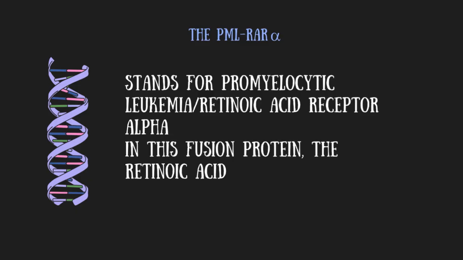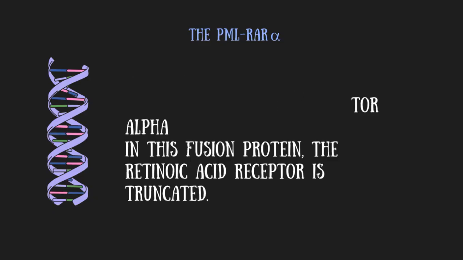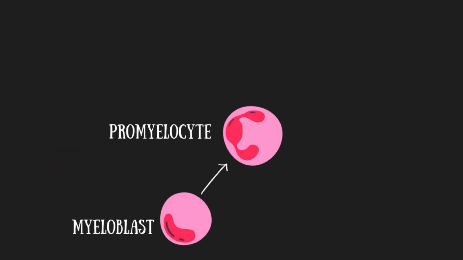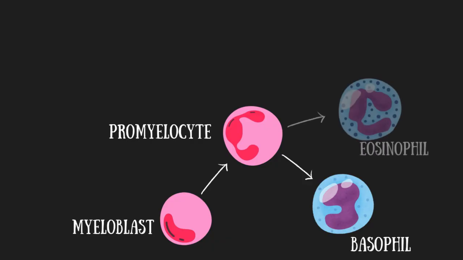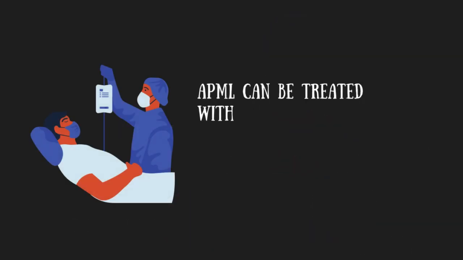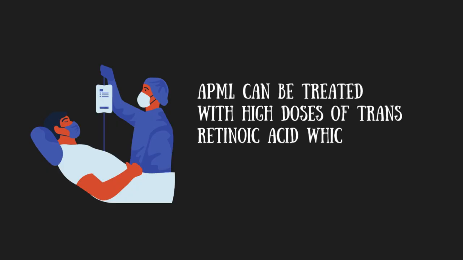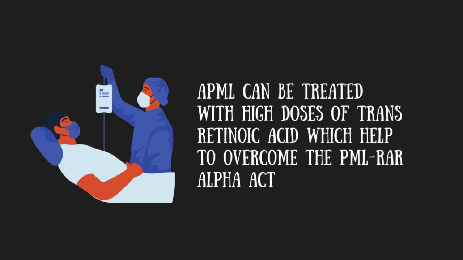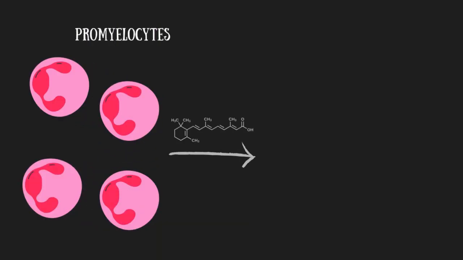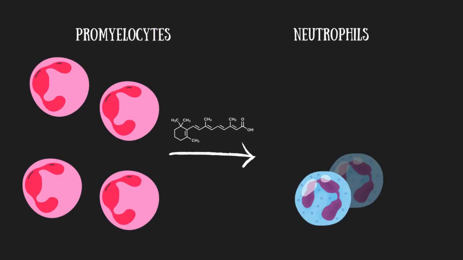In this fusion protein, the retinoic acid receptor is truncated. This blocks the promyelocytic differentiation into basophils, eosinophils, and neutrophils. APML can be treated with high doses of all-trans retinoic acid, which helps to overcome the PML-RAR alpha actions. In this way, the promyelocytes are able to differentiate, which stops their proliferation.